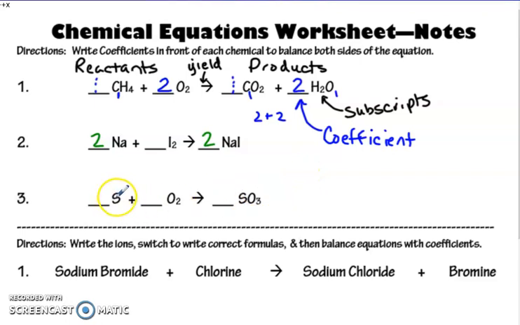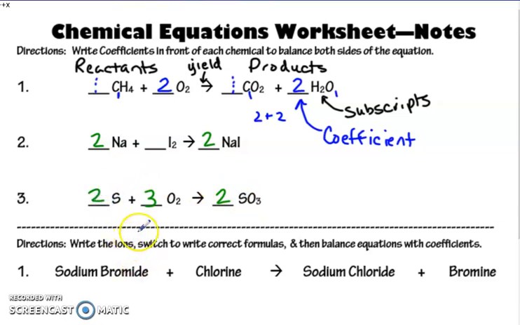Okay, notice I got 1 sulfur, 1 sulfur. Now I got 3 and 2. What? So you got to find a common multiple. So we know that 3 and 2, a common multiple of that is going to be 6. So we're going to put a 2 in front of this one and a 3 in front of this one. So 3 times 2 is 6. 2 times 3 is 6 also. And then that changed the sulfurs, so we got to go back and fix the other sulfurs. There's 2 sulfurs here. We'll make 2 sulfurs here.